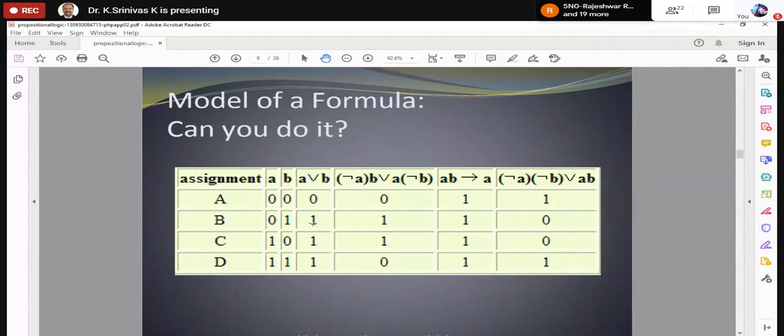So AB implies A. Whatever it is, it will become same for A. So it will become all ones. So this is the model. So like that, if you look at the second last one, if you substitute the values of A comma B in the negation and multiplication, you're going to yield 1 at A and D assignments. So these are the models. It's a very simple calculation. So you need not explain anything.